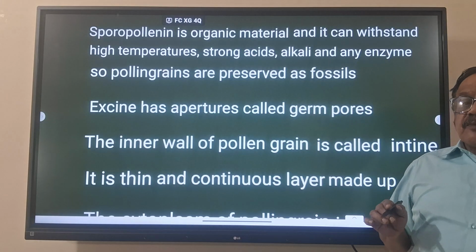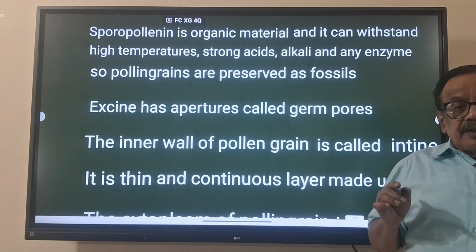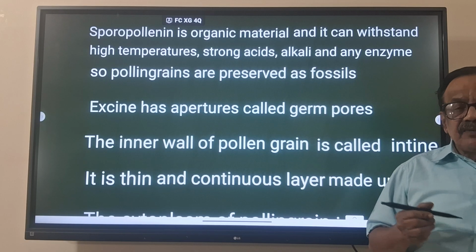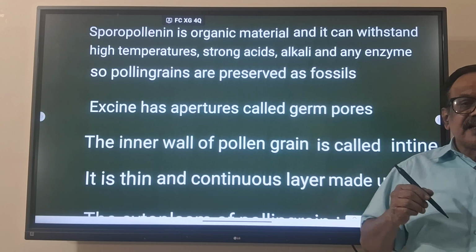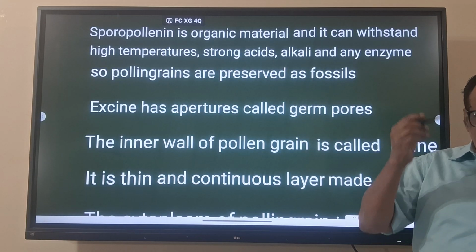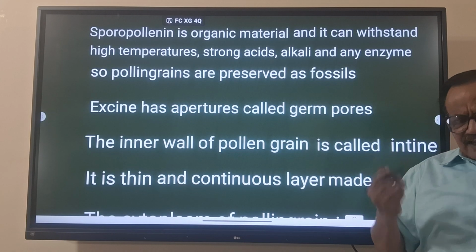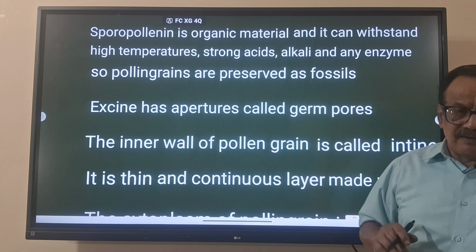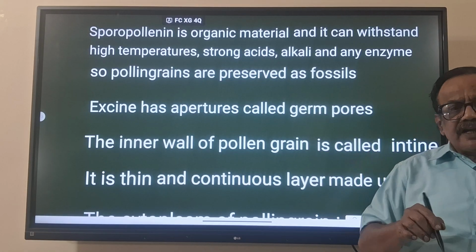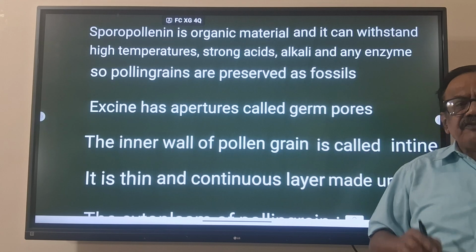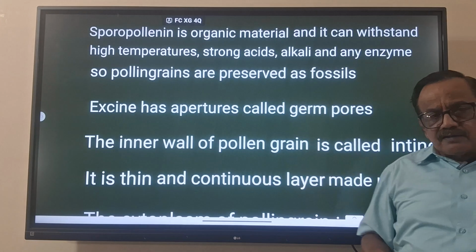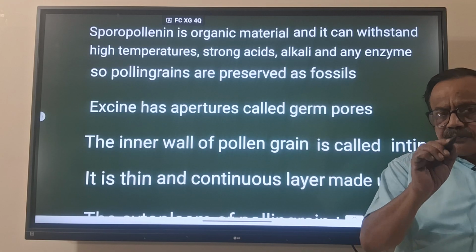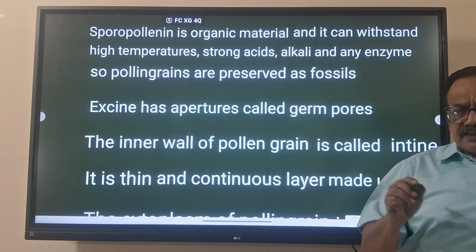The use of the germ pore is that the pollen tube has to come out from the pollen grain at the time before fertilization. It has to come out, travel through the style, and reach the embryo sac. Those things will come later. First it has to germinate and the pollen tube has to come out. If the Exine is continuously present, it cannot come out. For that only, apertures are left in the Exine.